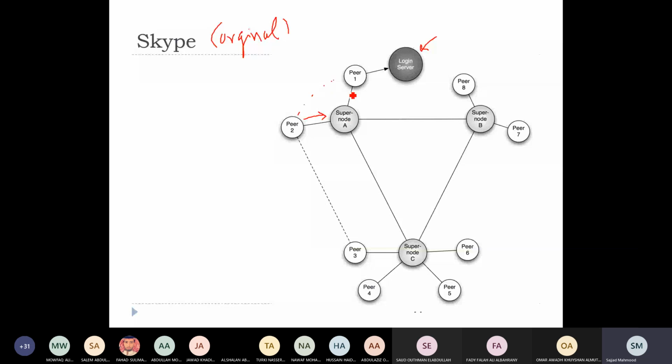In this case, for example, it's looking for peer 3. It's not in its own neighborhood. It will send messages to its neighboring supernodes, saying, hey, I'm looking for peer 3. And in this case, supernode C will tell it, oh, no problems, we have peer 3 with me. And then supernode A will tell peer 2, hey, this is the IP address of it. Go ahead and make a direct call to them.